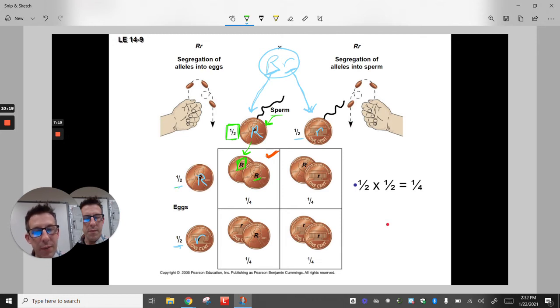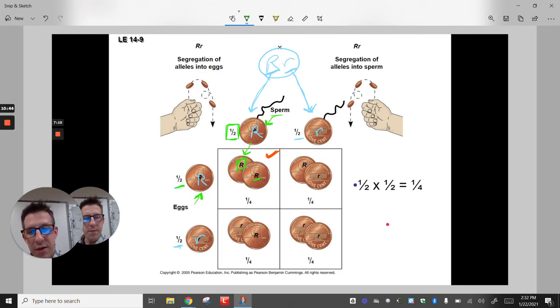Now, we have to think about mom as well. What's the chances that mom is actually going to give her big R? Okay, because she could give a big R or a little r. We don't know that. Based on random fertilization, the fact that we can't really pick out which eggs are going to drop or which sperm is going to be put into the equation, we have to take that into account, and we have to think about this as a probability.